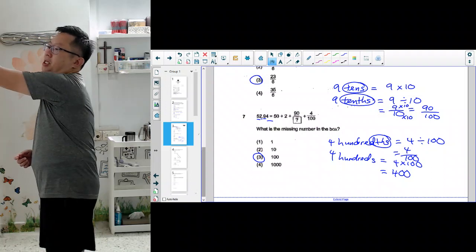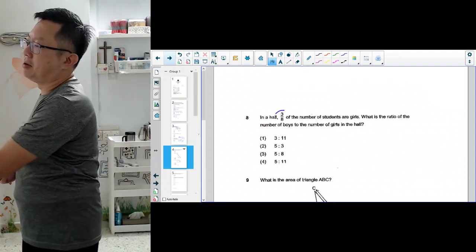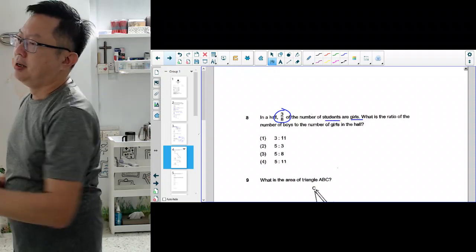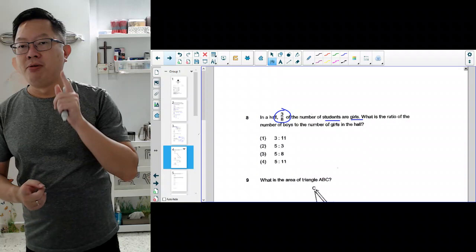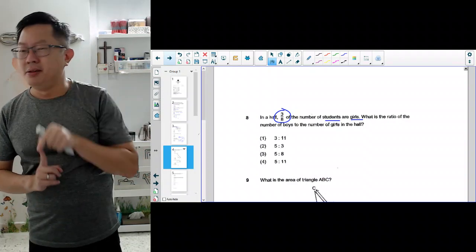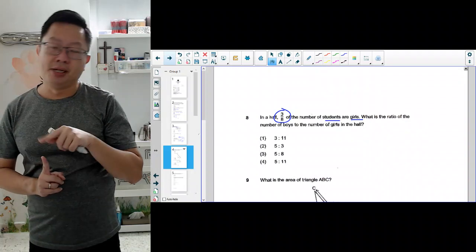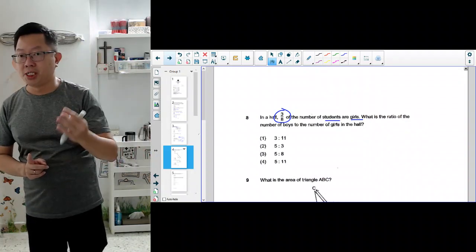Okay, next one, question number 8. In the hall, 3 over 8 of the students are girls. Alright, now lesson here. When you are given the fraction, you can convert the fraction to ratio. Okay, but we don't convert ratio to fractions, which is a little inappropriate. But we can convert fraction to ratio.